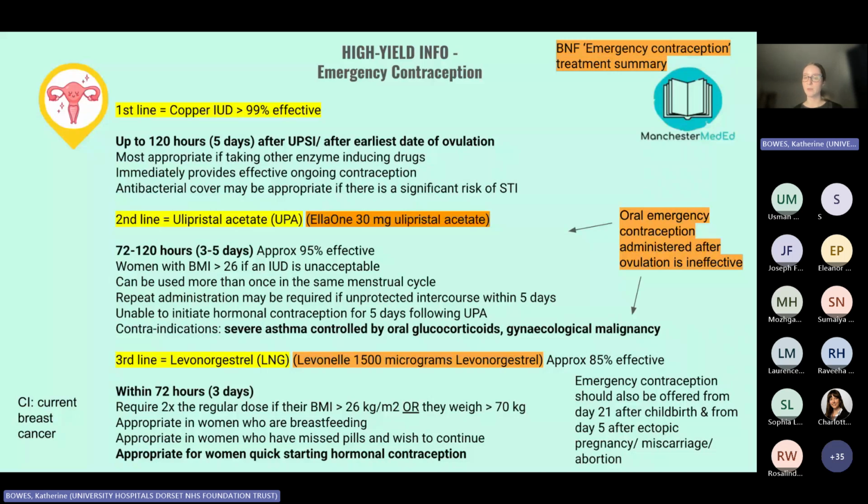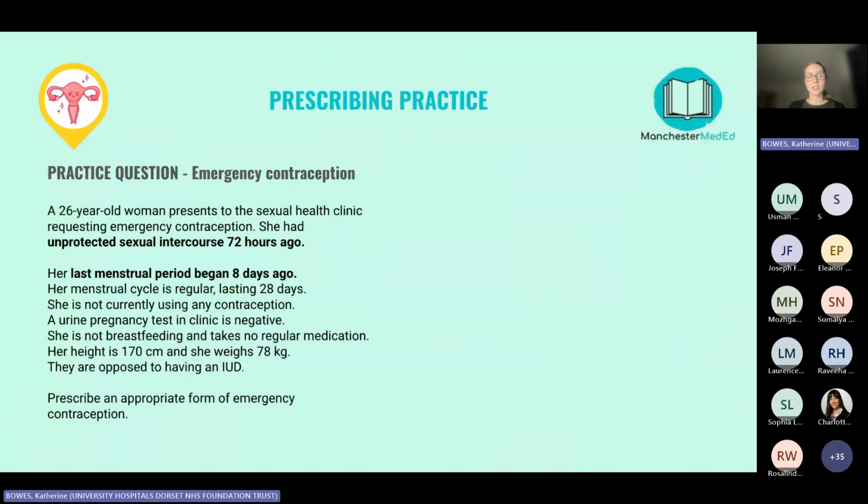Little note at the bottom here. Emergency contraception should be offered from day 21 after childbirth. So that's 3 weeks, like we've talked about previously. And from day 5 after ectopic pregnancies, miscarriages and abortions. There are things that you might not necessarily think about, but you should also be offering emergency contraception in this scenario. In terms of the treatment summary, it's called emergency contraception, so it's quite easy to find for this one. Okay, so another question, give it a go and like the message and we'll go through it.